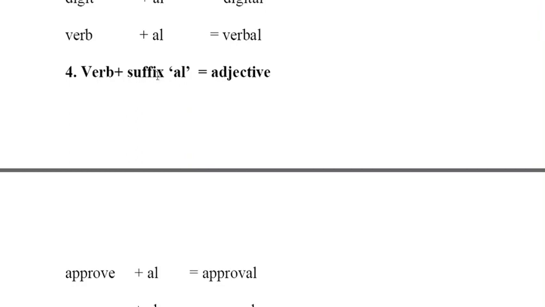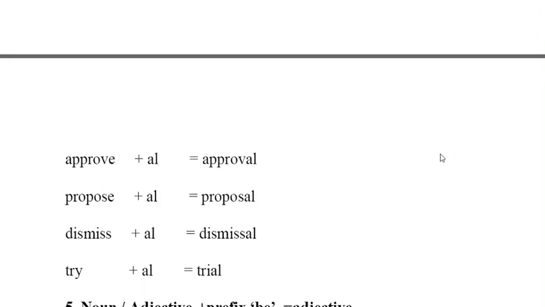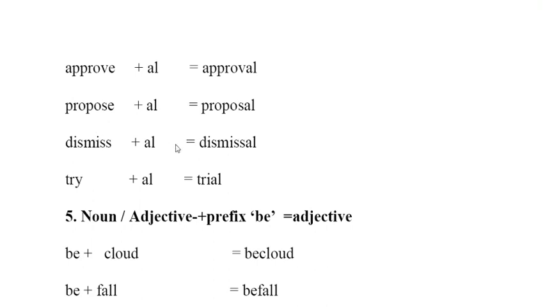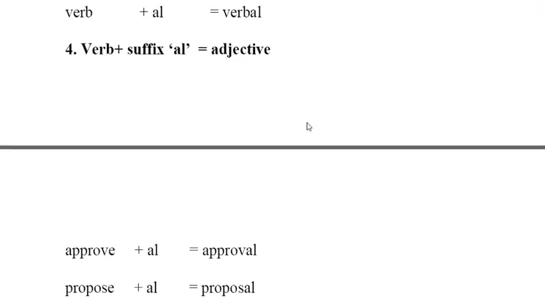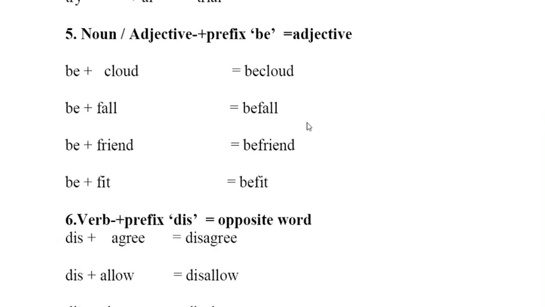Then verb plus suffix al, then it becomes a noun. Approve plus al, approval. Propose plus al, proposal. Dismiss plus al, dismissal. Try plus al, trial. So this suffix is added with the verb and it becomes a noun.